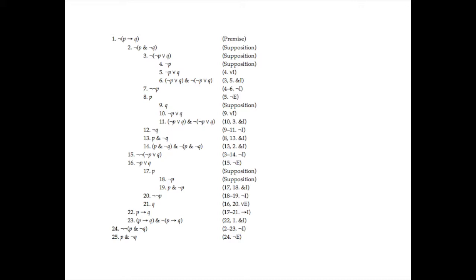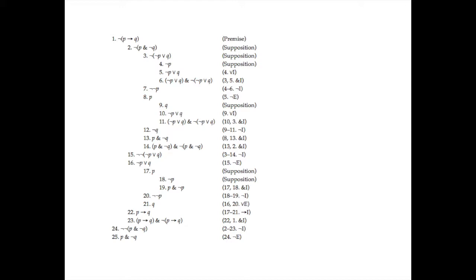All right, then I'm going to suppose that Q. That gives me not P or Q by or introduction. Line 10 now contradicts line 3. So on 11, I write down the contradiction. That contradiction proves that the supposition on line 9 is false. So on line 12, I get not Q. So now on line 13, I have P and not Q. And that contradicts line 2. So on line 14, I write down the contradiction. That proves the supposition on 2 is false.